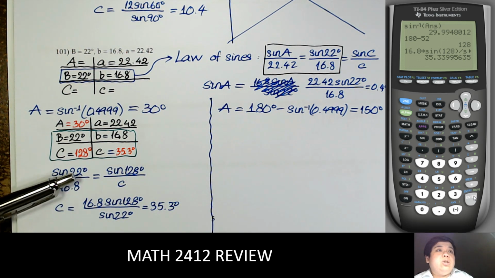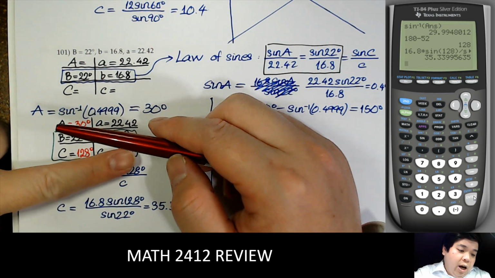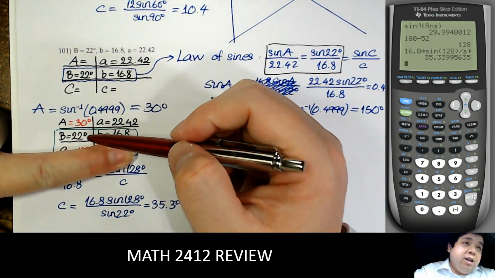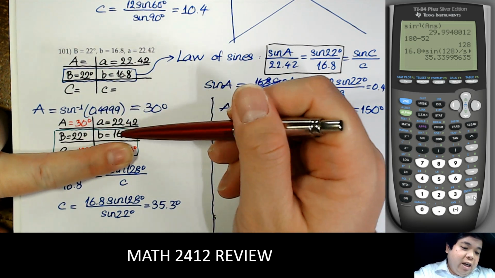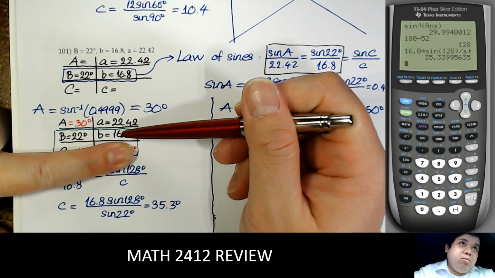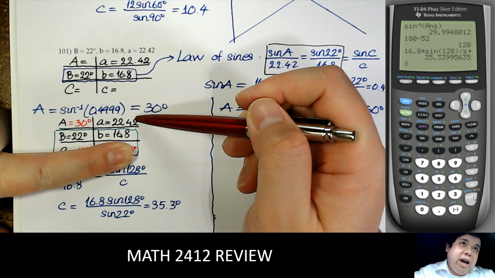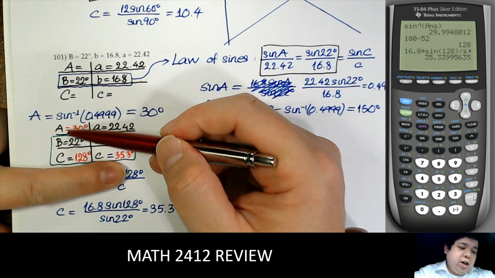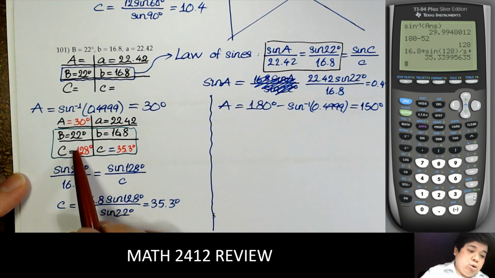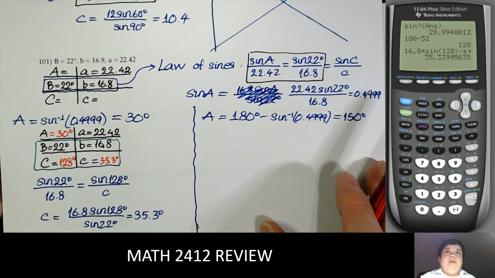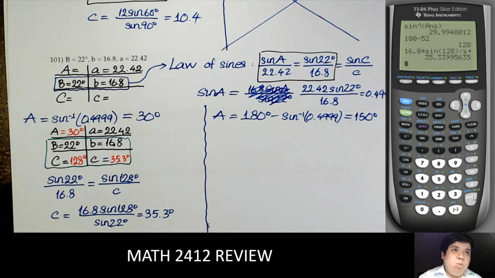So this solution is possible because when we have this information, B is smaller than A and the side opposite to that is smaller than A, which is good. Also, these two don't add up to a number that is more than 180, meaning there is room for the third angle. Right. So that is one solution.